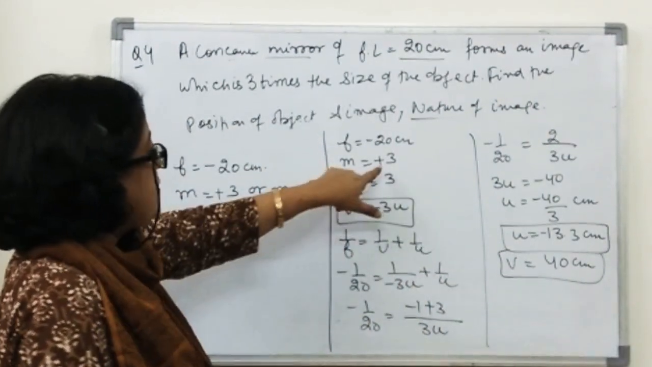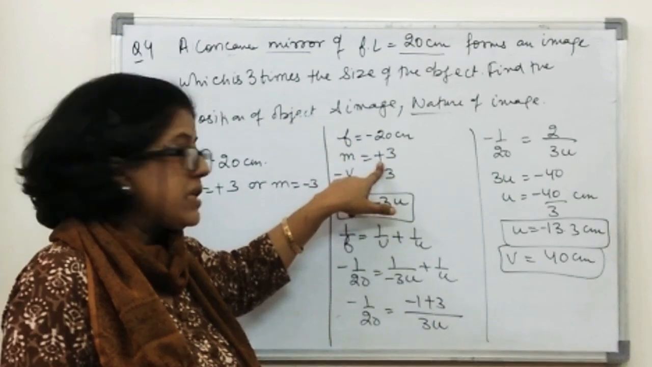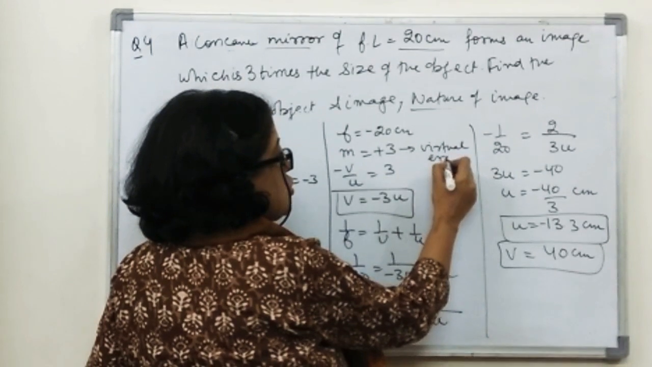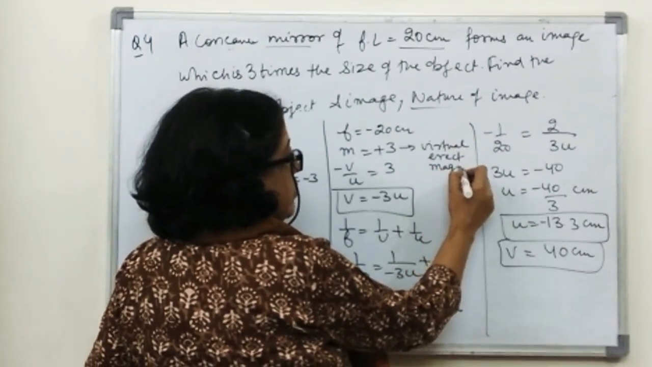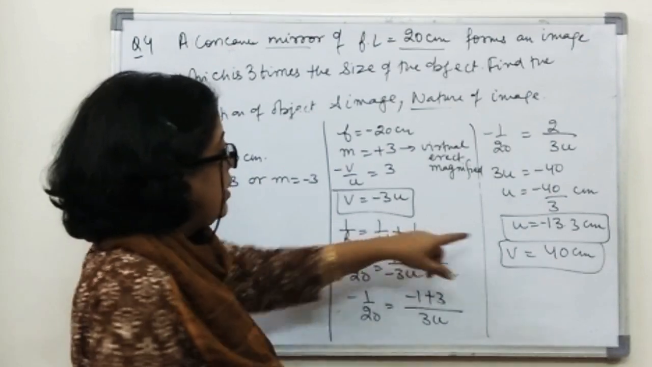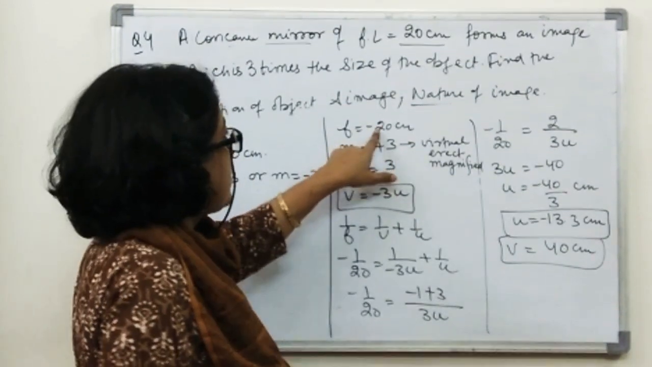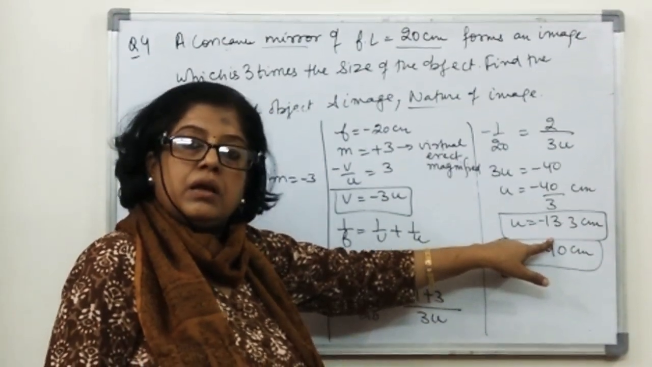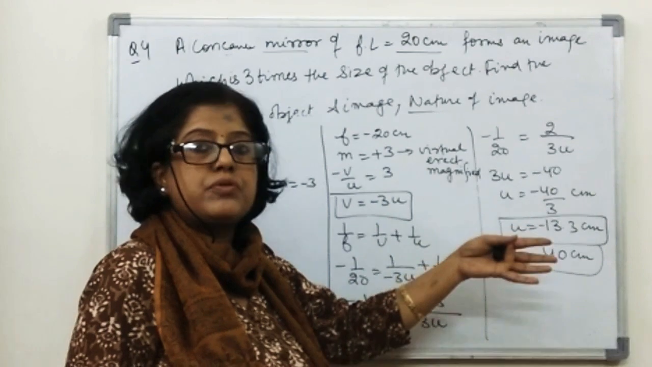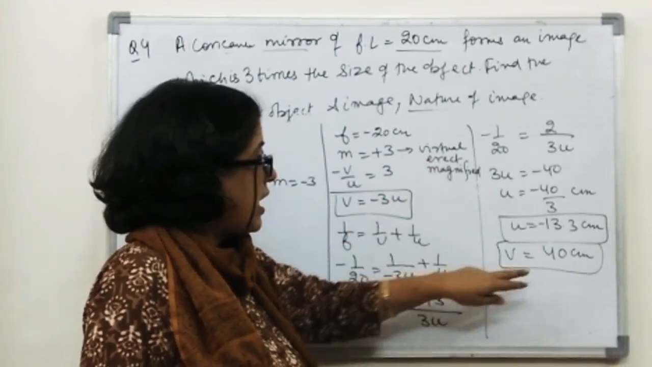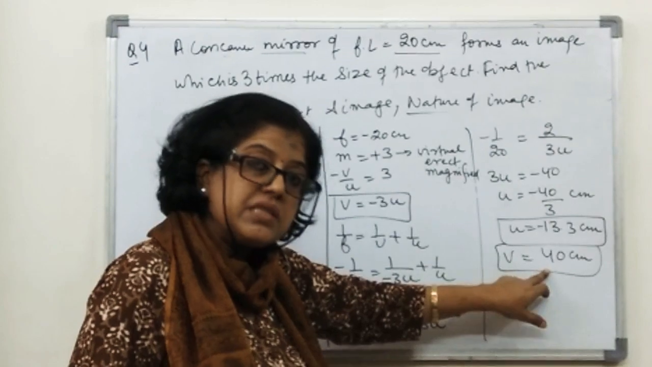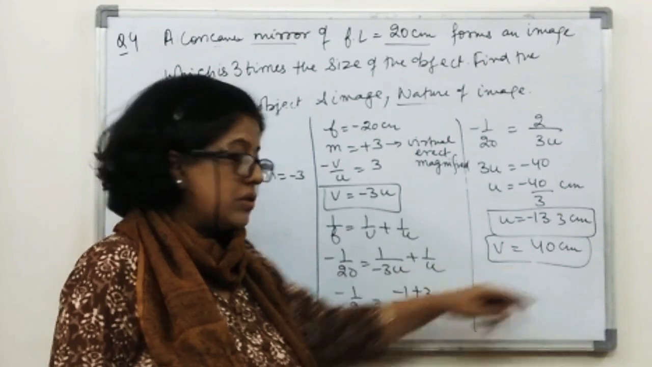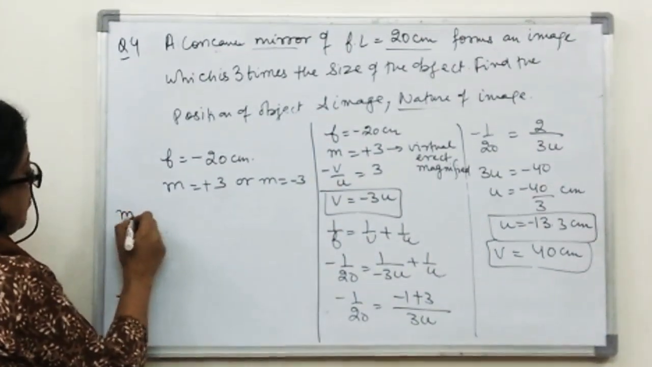Fine. That means when I've taken M as plus 3, I've taken a virtual erect image. The image is virtual erect and magnified. And for that I am getting U as minus 13.3. F is minus 20, U is minus 13.3, which means the object is between F and P. We know when the object is between F and P, the image is virtual erect and magnified. And V is coming out to be plus 40. Plus means again virtual erect magnified image. So our answer is correct. This is one set of answers. So one set of answers is for M plus 3.